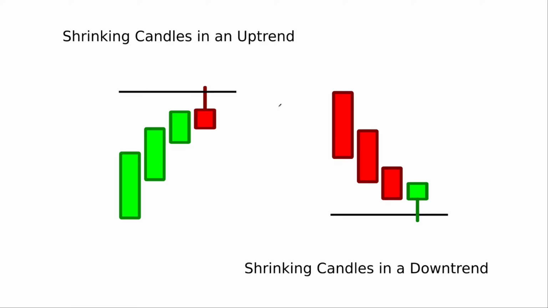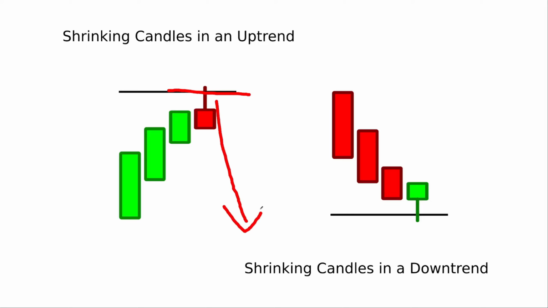Here we have a shrinking candlestick pattern in an uptrend. This means that there are 3 or more candles that are continuously shrinking, where each candle is smaller than the previous one. In an uptrend, this shows a loss of momentum where buyers are less and less in control, and if close to a key resistance level like here, it can be an indicator of a potential reversal to the downside.